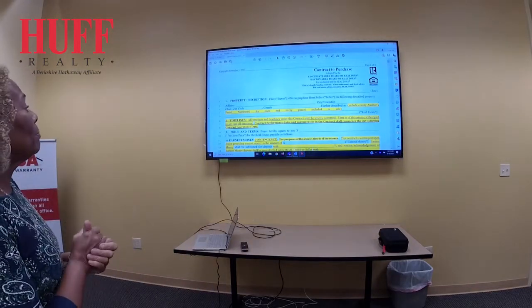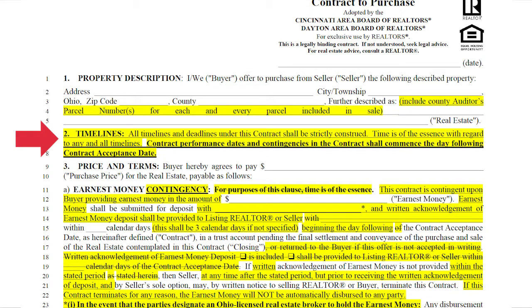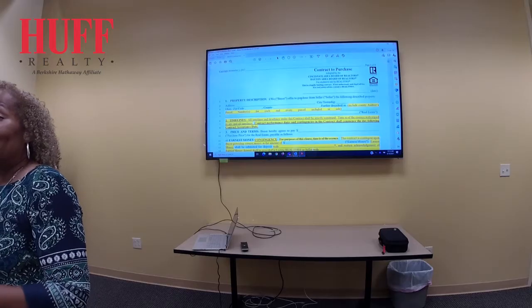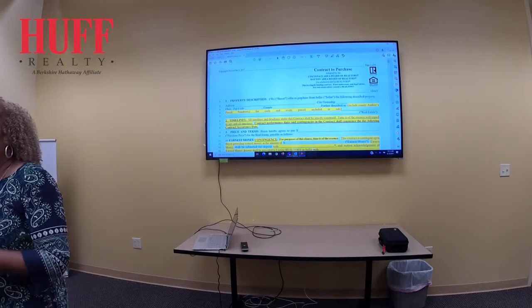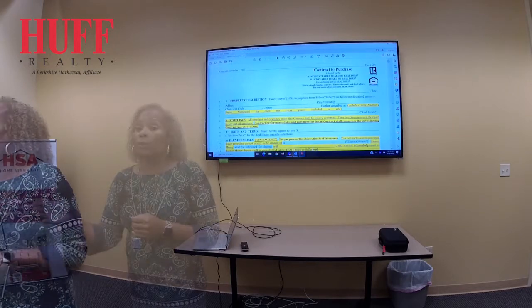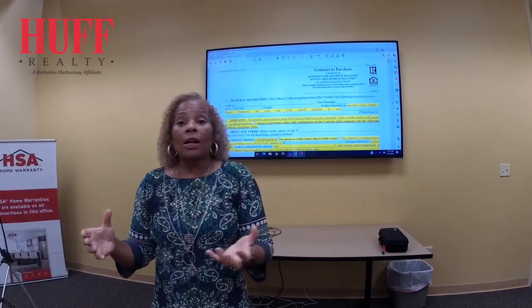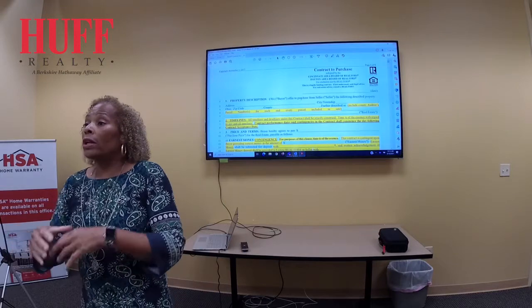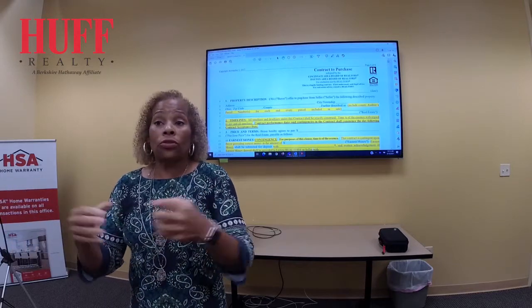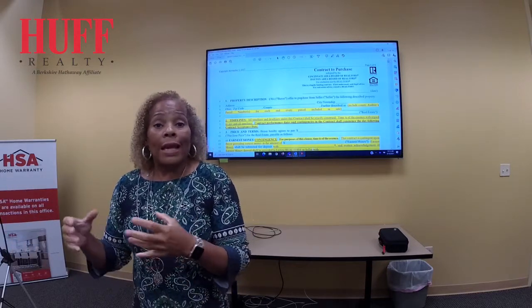So 2, timelines. The most important thing here about timelines is something that's not bolded, which is this part here that talks about time is of the essence in regard to every date in this contract now. So time is of the essence in every aspect of this contract. The whole purpose of a contract is to get to the end. You don't want any surprises. You want the transaction that you've agreed to actually take place.